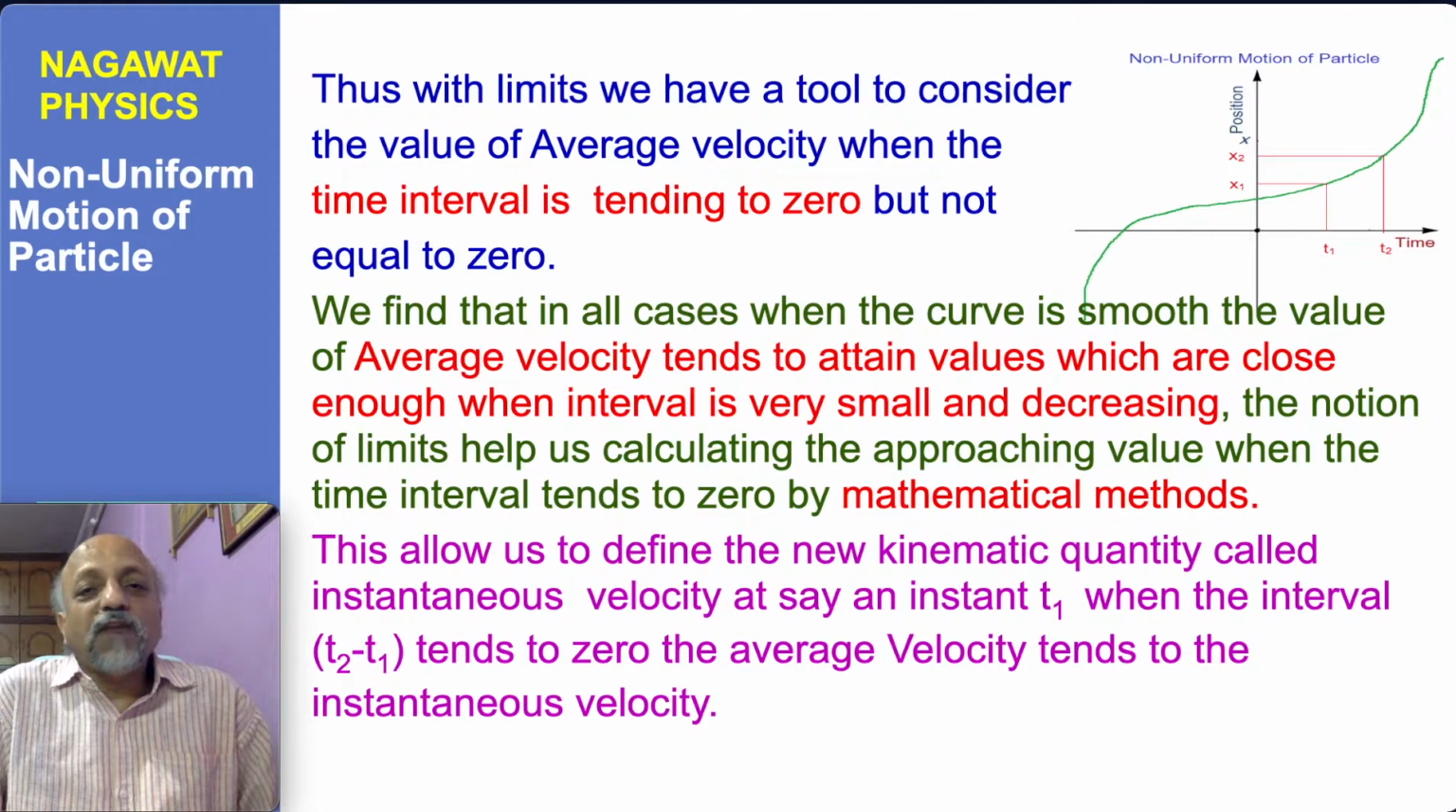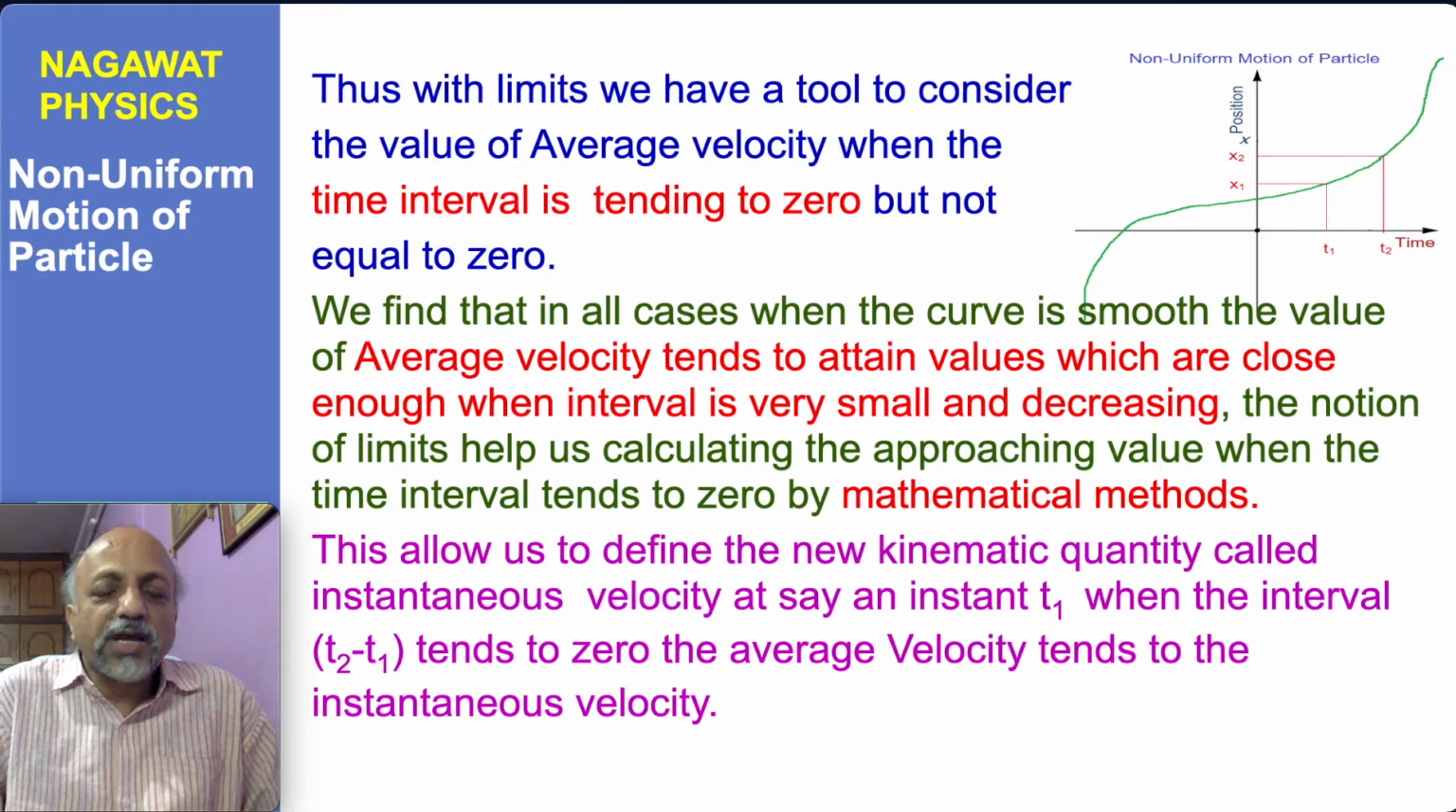Thus with limits we have a tool to consider the value of average velocity when the time interval is becoming smaller, infinitesimally small, which means tending to 0 but not equal to 0. So we define a new quantity based on it, because we can now have a mathematical method. What we need in all cases, which can be understood properly later, is that the curves which you can observe in x-t space must be smooth, and there are other notions of differential calculus which one should understand.